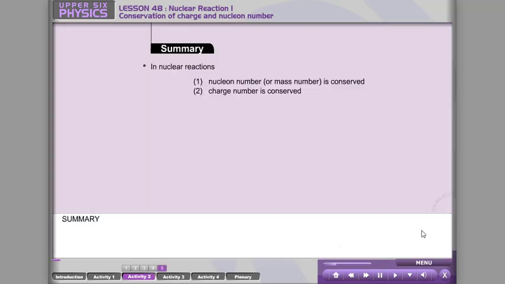Summary: in nuclear reactions, 1. Nucleon number or mass number is conserved. 2. Charge number is conserved.